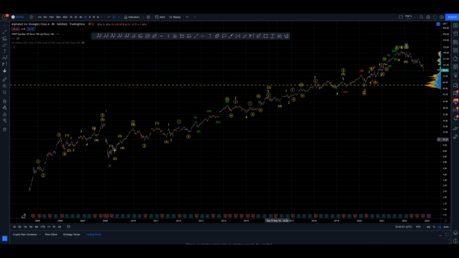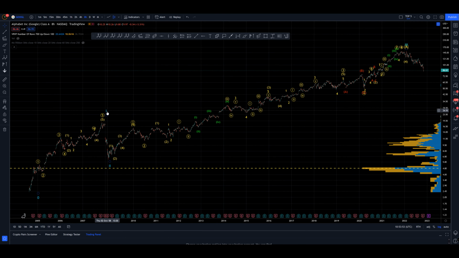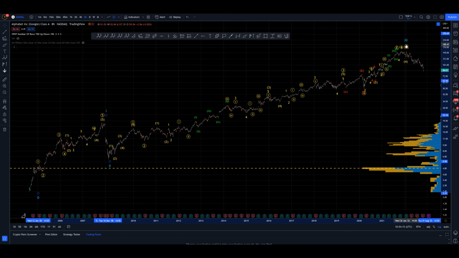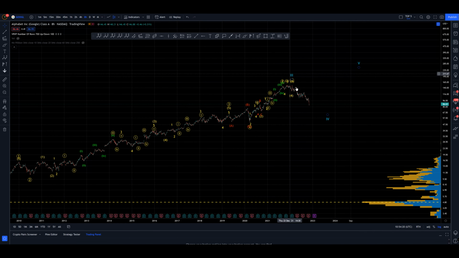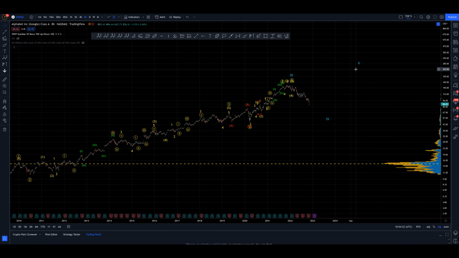Okay, so it goes basically like cycle wave 1, 2, and then we go 1, 2 primary, 1, 2 intermediate, 1, 2 minor, 1, 2 minute, 1, 2 minuette, 3, 4, 5 minuette, minute 3, 4, 5, minor 3, 4, 5, intermediate 3, 4, 5, primary 3, 4, 5, cycle 3. Okay, so that's how we go 1, 2, 3, 4 up to here. This gives us now into a wave 4, into a wave 5.